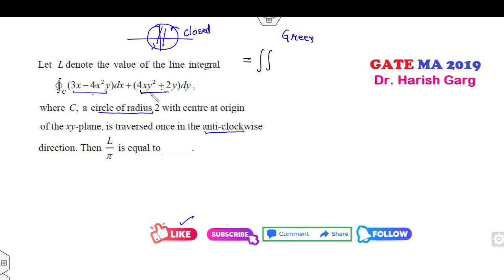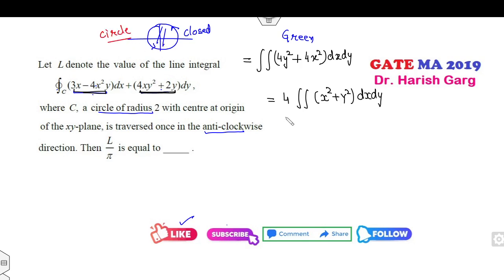Double integration, partial derivative with respect to x, 4y square, partial derivative with respect to y, minus plus 4x square, dx dy. So I can take 4 outside. Double integration of x square plus y square dx dy. Because this is a circle, I can change into polar coordinates. It is 4 times r square, r dr d theta.